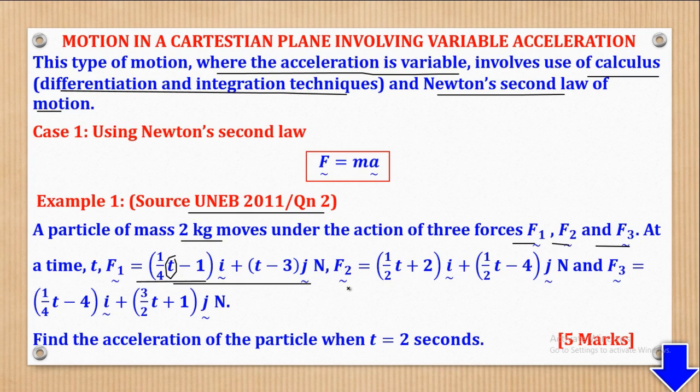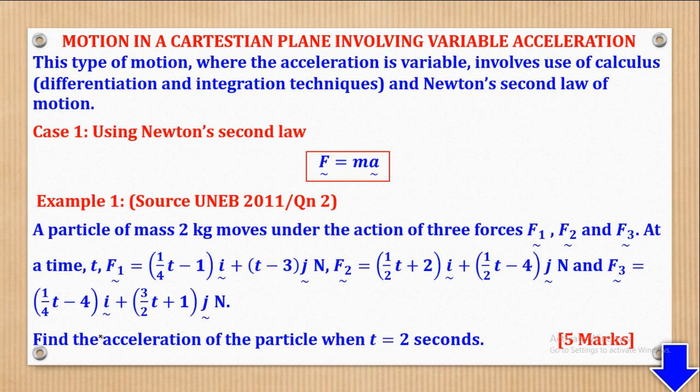In terms of i and j, F2 is also a function of t. That means that F2 is also variable. And F3 is also a function of t, which means F3 is also variable. So when you see this t, just know that it is a variable force. Now they say find the acceleration of the particle when t is equal to 2.